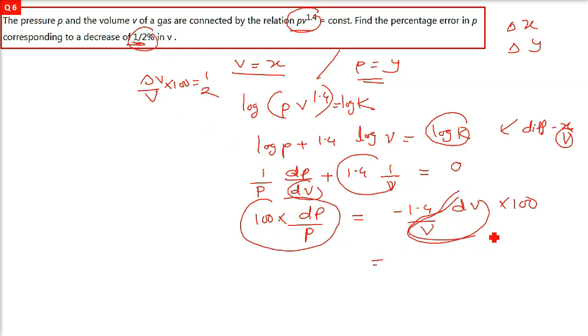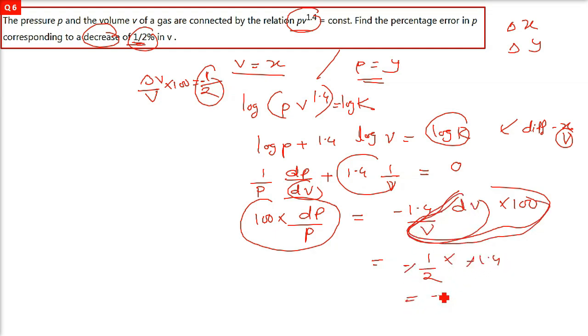This whole is going to be half, and since it is decreasing, for the answer to be positive, we have to write negative in place of decrease. So you have minus 1.4 into minus half. Let us multiply this. Minus becomes plus. 1.4 divided by 2 is going to be 0.7. So dp by p into 100 is 0.7.